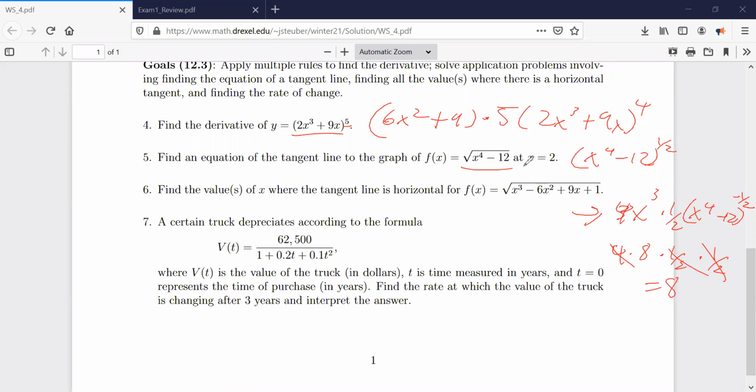So that gives me 8 as the derivative, or as the slope of the tangent line. And then I just plug the point into the original function, and that will give me 2. So another point, (2, 2). 16 minus 12 is 4, square root of 4 is 2. So then the equation of the tangent line is y minus 2 is equal to 8 times x minus 2. So we get y is equal to 8x minus 16 plus 2, which is 8x minus 14. Does that make sense to everybody?